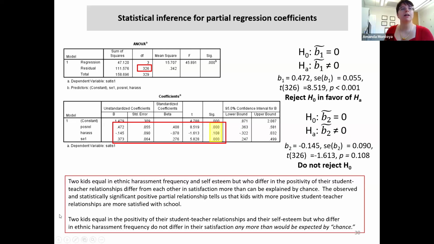We might also say for our second coefficient for harassment, 2 kids equal in the positivity of their student-teacher relationships and their self-esteem, so these are the other 2 predictors in the model, POSREL and SC1, but who differ in ethnic harassment frequency, do not differ in their satisfaction any more than would be expected by chance. So this idea that this is still a fairly probable outcome if we were sampling from a population where the null hypothesis was true.